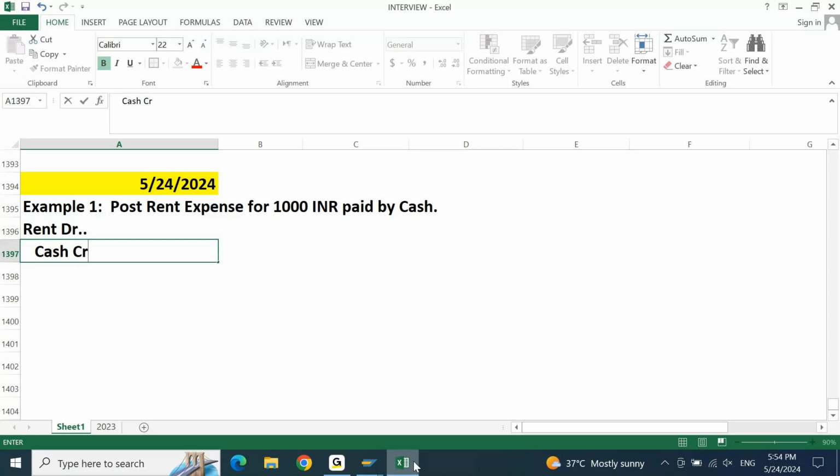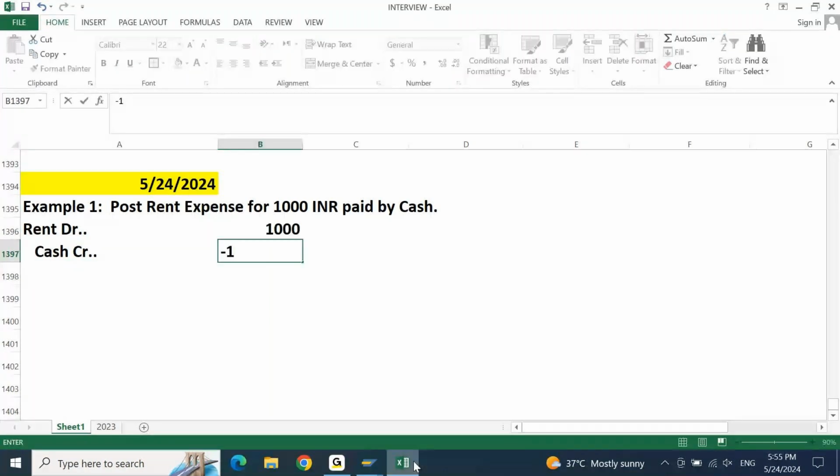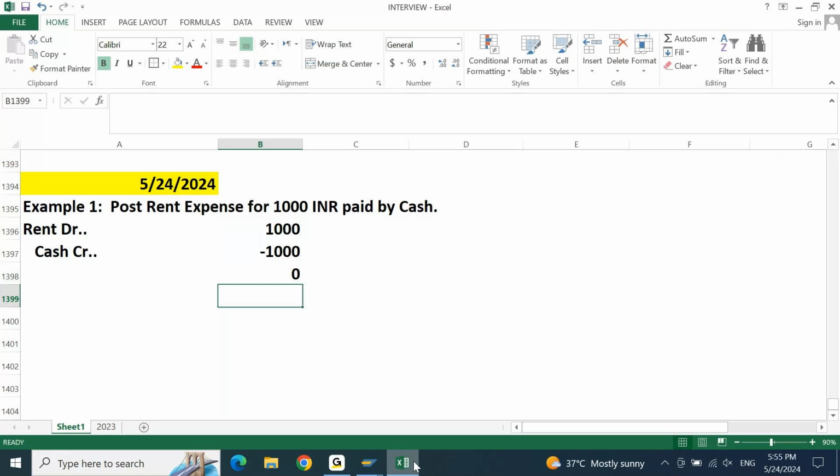Debit you are going to put 1000, credit you are going to put 1000. And if you do a total of debit and credit together, it should become 0. Let me apply a total here. It is becoming 0.